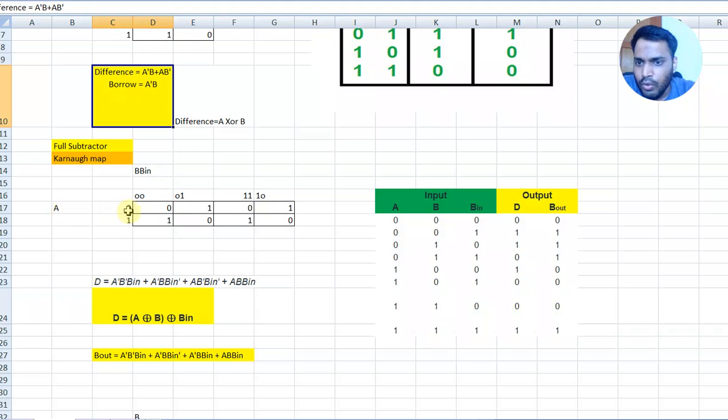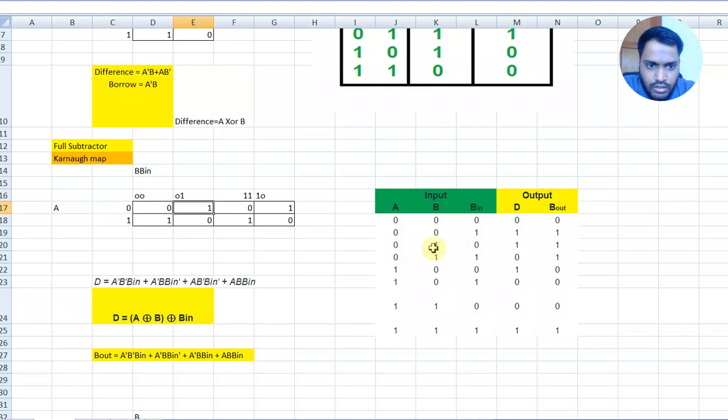So for A we have only 2 possible combinations, 0 and 1, whereas for 2 inputs we have 4 different combinations: 0 0, 0 1. Instead of writing 1 0 here, you write 1 1, so 1 1 and then 1 0. So wherever there is 1, for 0 0 1 we have 1 here.